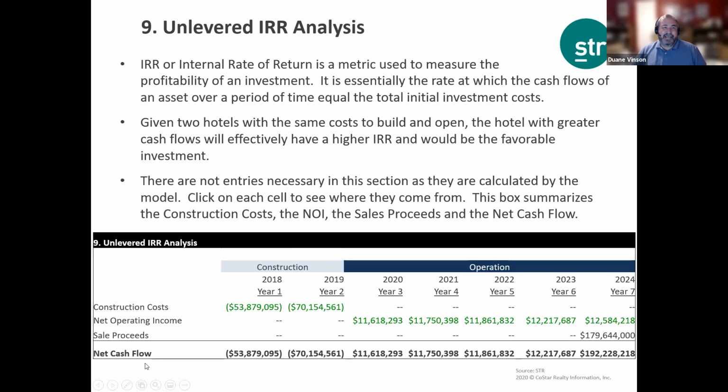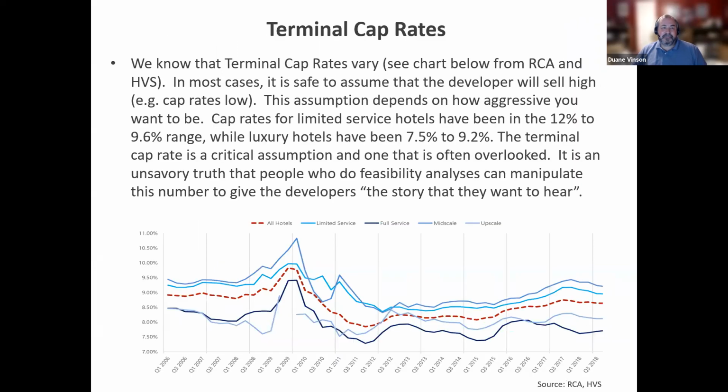So 9, this is our unlevered IRR analysis. The IRR, or internal rate of return, is a metric used to measure the profitability of an investment. It is essentially the rate at which the cash flows of an asset over a period of time equal the total initial investment cost. Given 2 hotels with the same cost to build and open, the hotel with the greater cash flows will effectively have a higher IRR and of course would be the favorable investment. There aren't any entries in this section as they're calculated by the model, but you can click on each of those cells and you can see where that information is coming from.